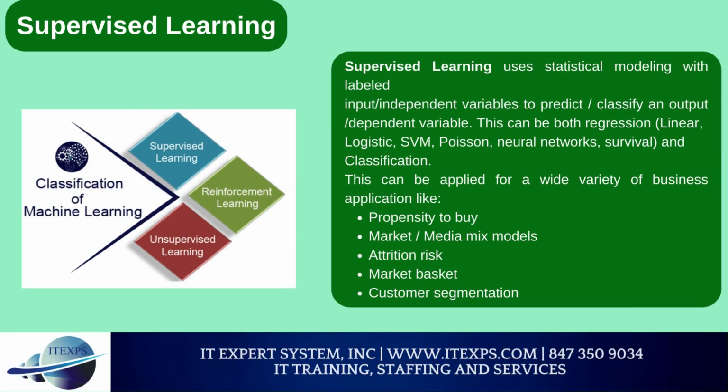Supervised learning. Supervised learning uses statistical modeling with labeled input independent variables to predict, classify, and output the dependent variable. This can be both regression (linear, logistic, SVM, Poisson, neural networks, survival) and classification. This can be applied for a wide variety of business applications like propensity to buy, market media mix models, attrition risk, market basket, customer segmentation.